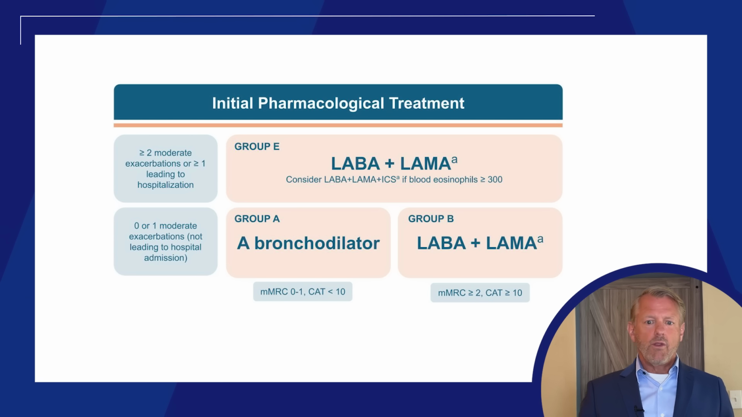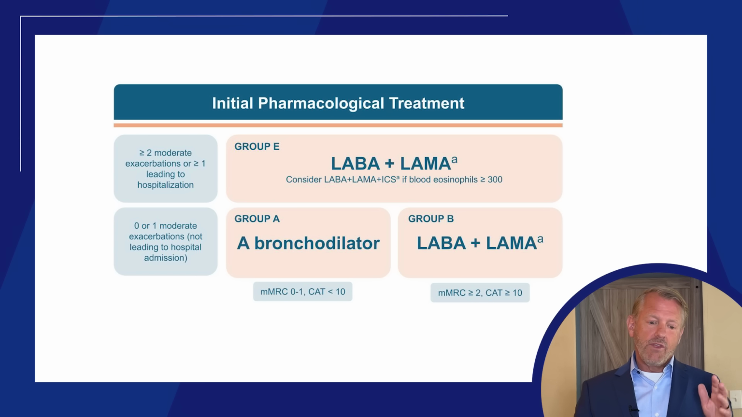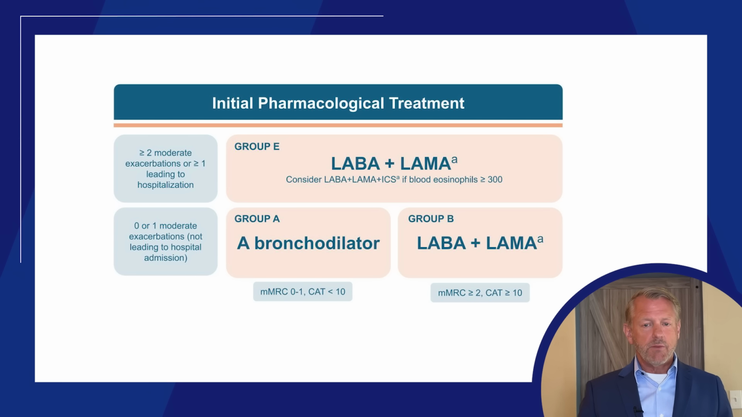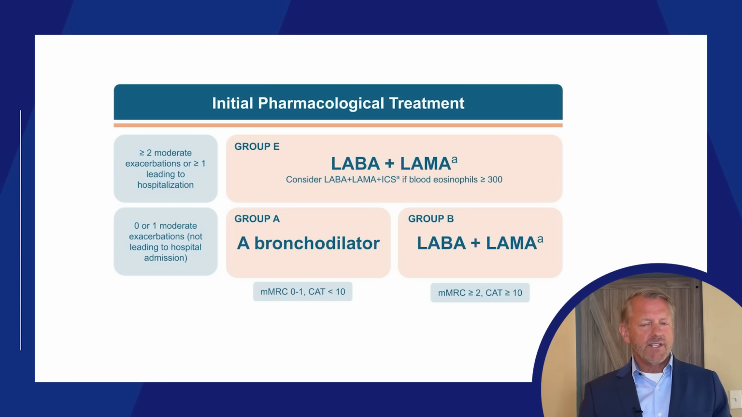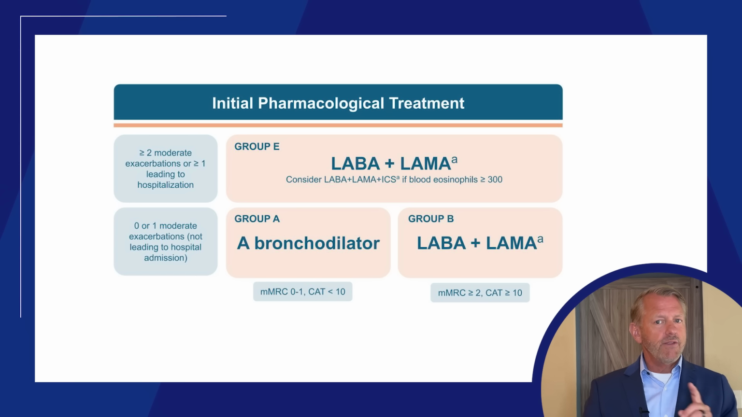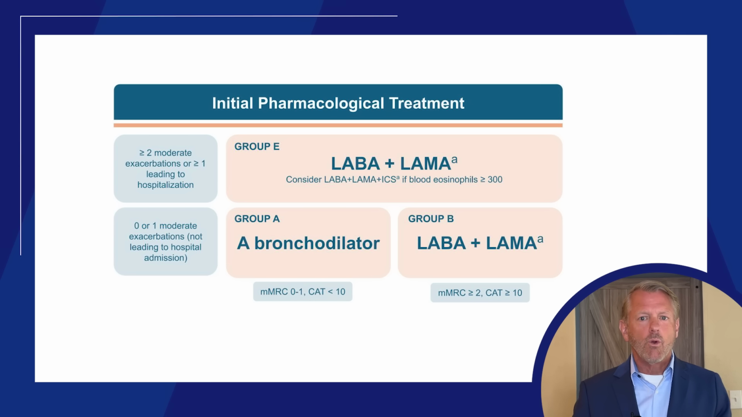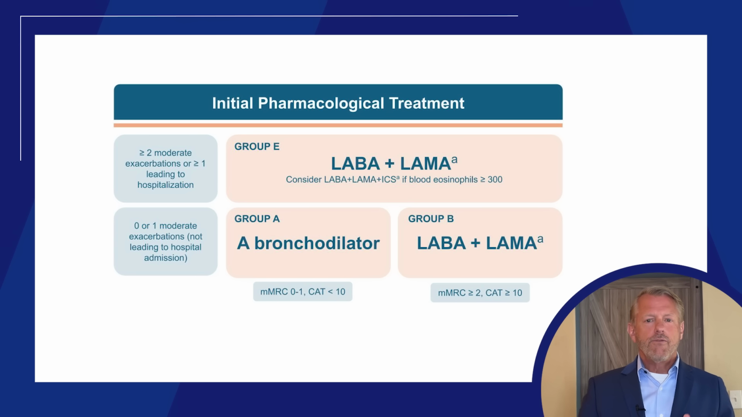A and B correlate to those patients with either mild or moderate to severe symptoms, A and B respectively, but have not had significant exacerbations. In fact, 0 or 1 exacerbation in the last year, and that one could not have been severe or requiring hospitalization. For categories A and B, we start with either 1 or 2 bronchodilators. For those patients in category E, we also want to use dual bronchodilator therapy.